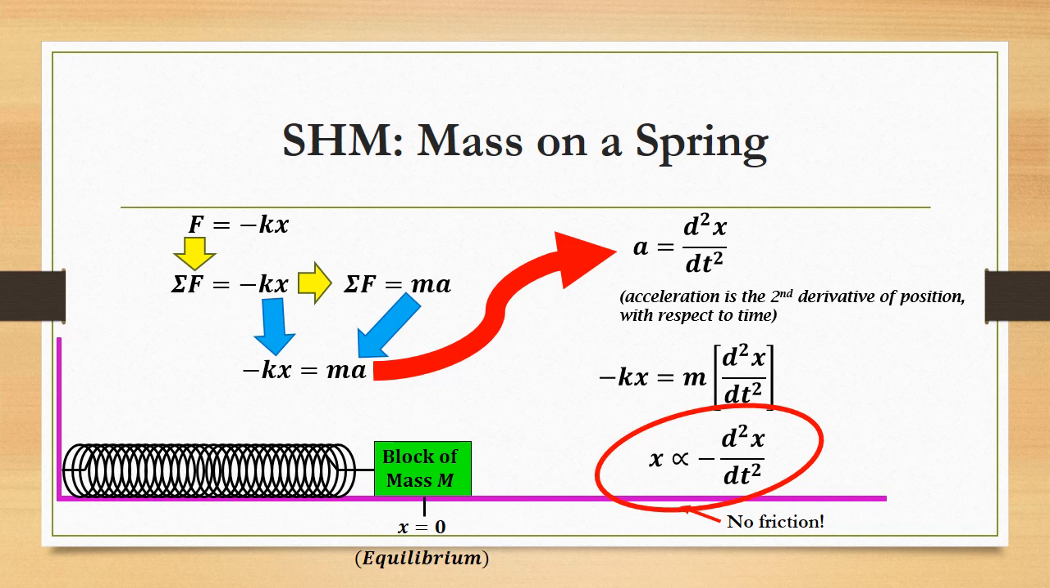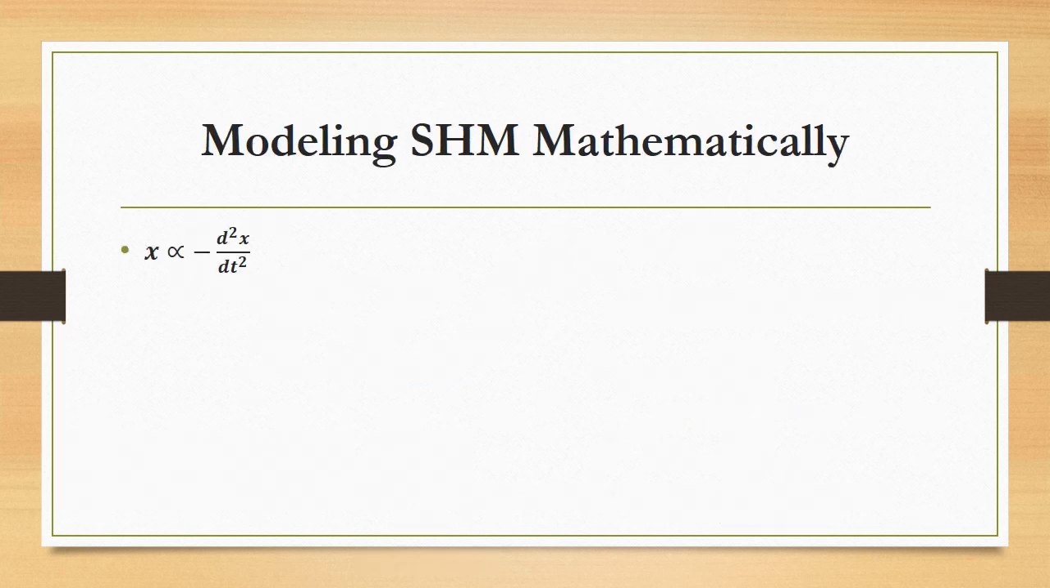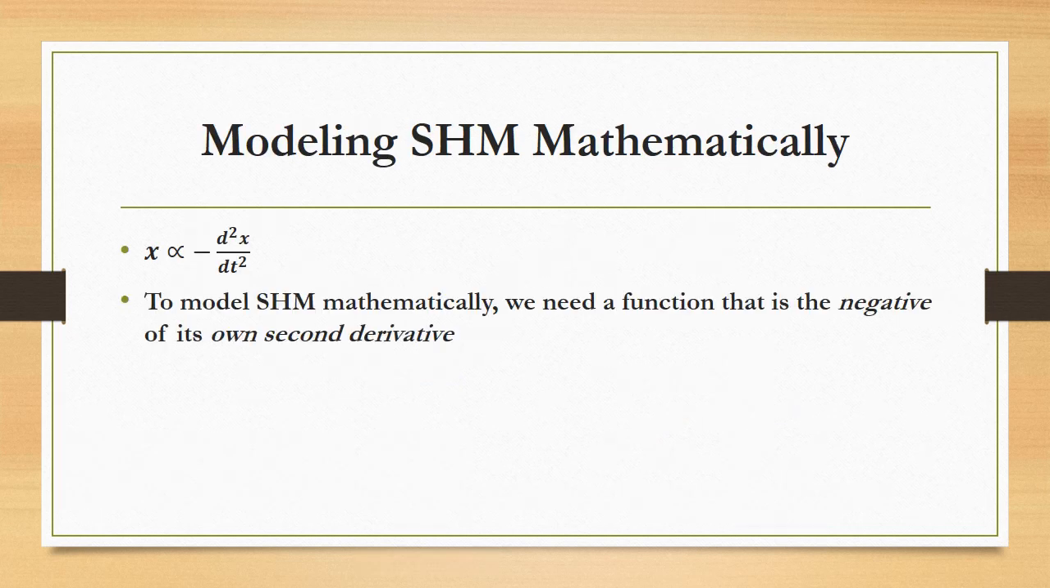This is where we get to do something really fun mathematically. Because of that proportionality, we can say that if you want to model a simple harmonic oscillator using some kind of equation, you need an equation or a function where the function you start with is the negative of its own second derivative, right?